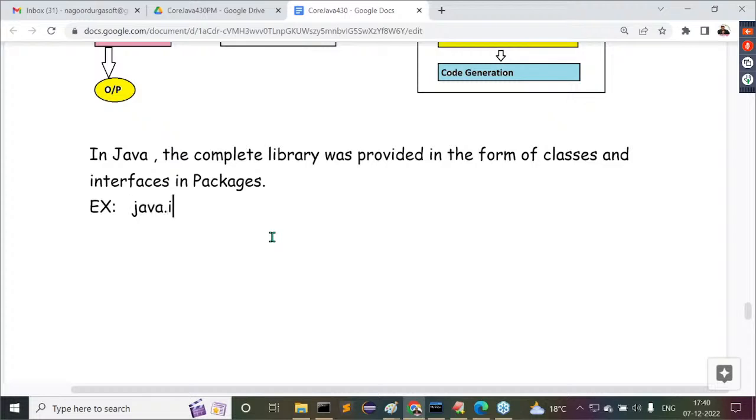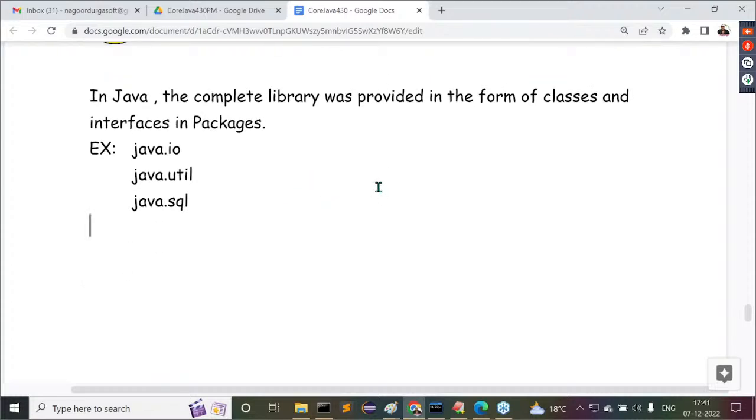Alright, sir. java.io, one package. java.util, another package. Next one is java.sql, another package. All these are packages. So many examples are available, but some of the examples are given. Okay, good, nice. Understand this point here.